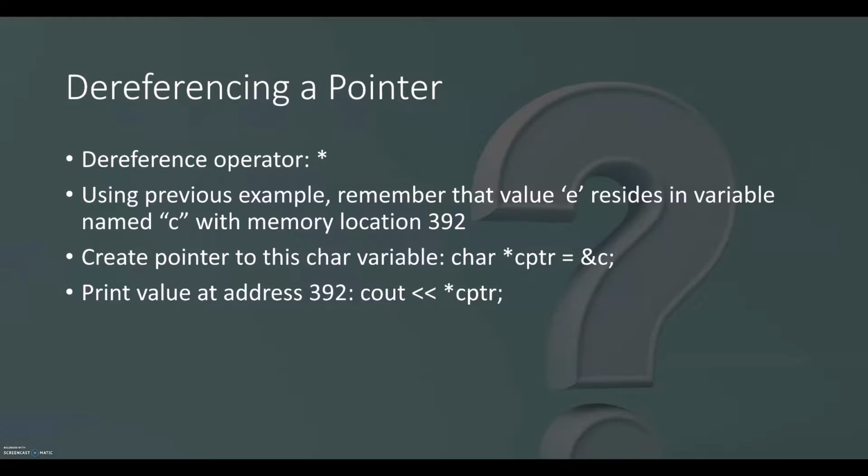So we know that pointers hold the address of a variable. Since we have the address of a variable, we can also access the value of the variable using pointers as well. We can do this with the dereference operator. This operator is an asterisk. To dereference a pointer and access the value at the address that the pointer points to, prepend the dereference operator to the name of the pointer variable. For example, to print the char E that resides in location 392, we can cout star cptr, which dereferences the pointer and gives the value at the address stored in the cptr variable.